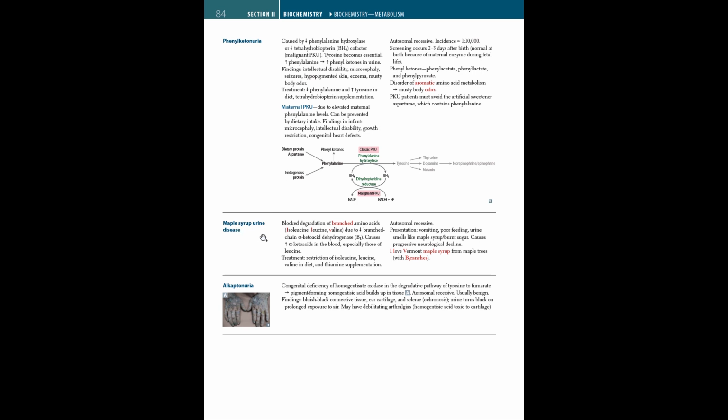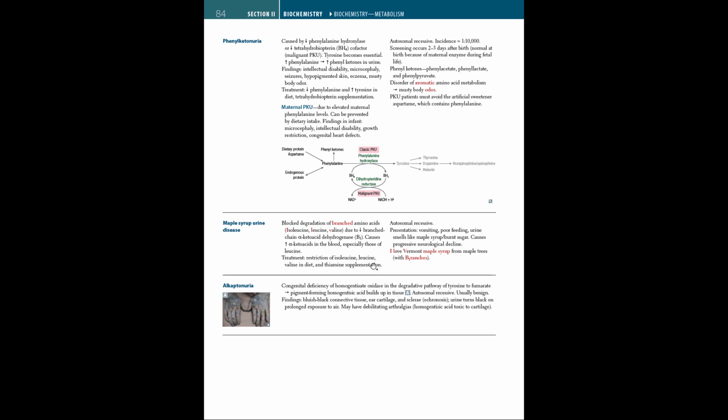Next we have maple syrup urine disease. This is blocked degradation of branched amino acids, so isoleucine, leucine, and valine, due to decreased branched-chain alpha-keto acid dehydrogenase, which requires vitamin B1. This causes increased alpha-keto acids in the blood, especially those of leucine. The treatment is restriction of isoleucine, leucine, and valine in the diet, and thiamine supplementation.